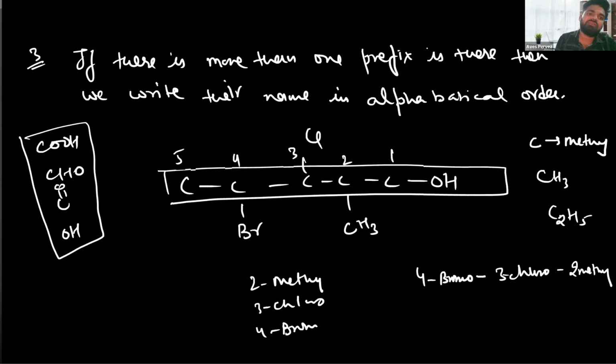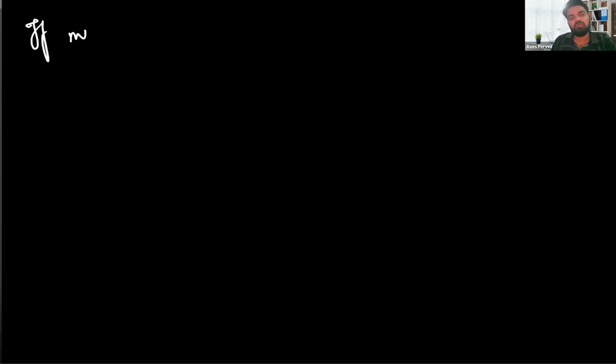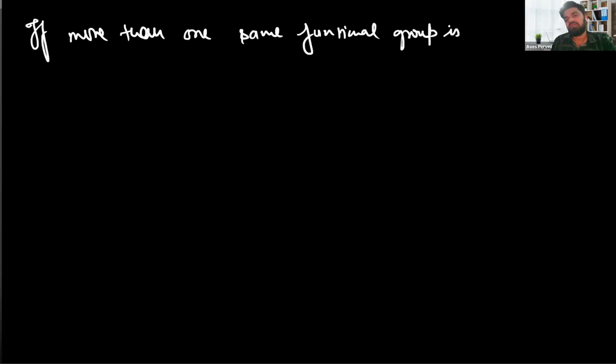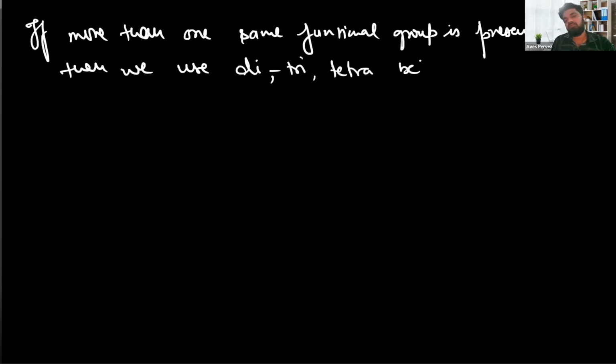So if more than one same functional group is present, then we use di, tri, or tetra before their name.